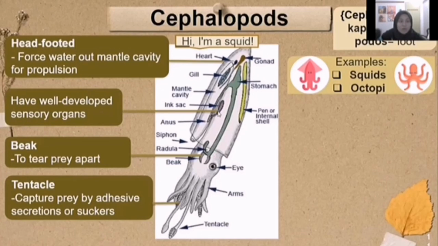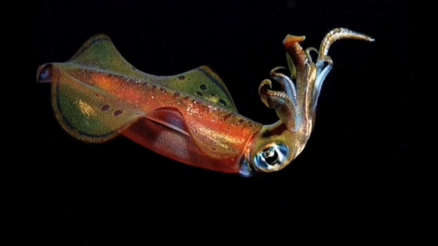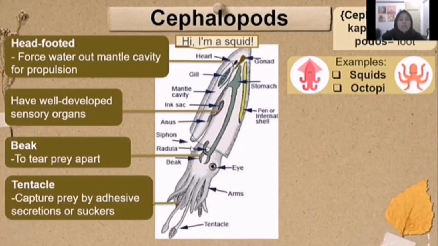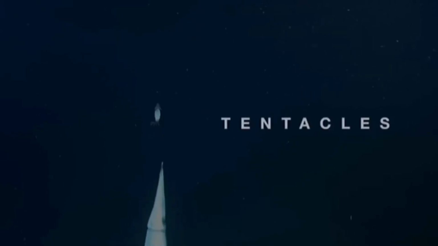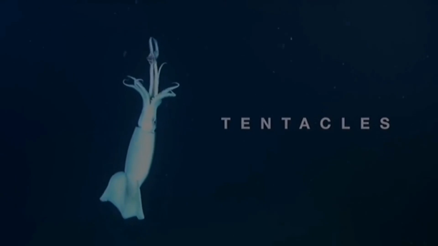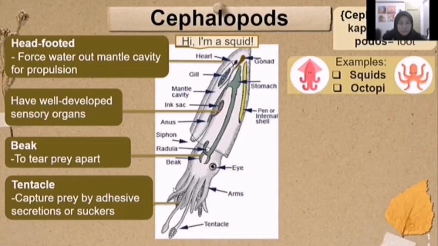Cephalopods also have well-developed sensory organs. For instance, their eyes are similar to those of vertebrates and can focus like a camera, meaning that they have very good eyesight. The squid also has a very powerful beak. This is the beak. The beak is used to tear prey apart. They also have tentacles, which are used to capture prey by adhesive secretions or suckers.